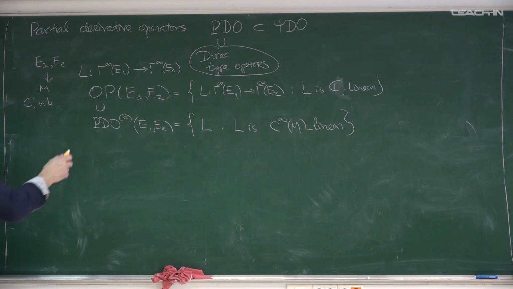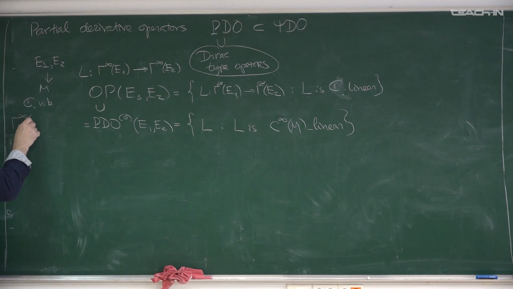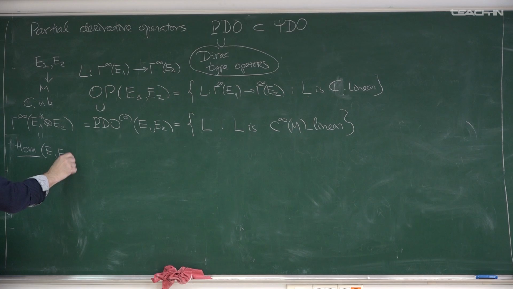Actually, it is a section. We discussed it earlier. It is sections of a very simple bundle. A bundle of such type. You take E1 star, dual, in tensor product with E2. And this is just smooth sections of this bundle, the so-called Hom from E1 to E2.